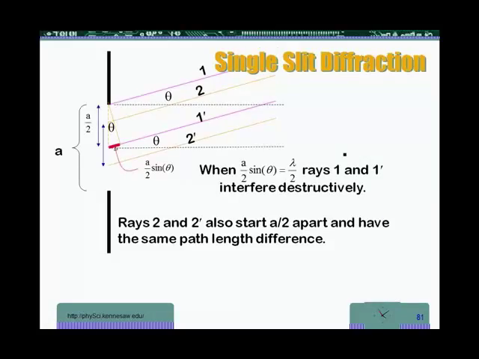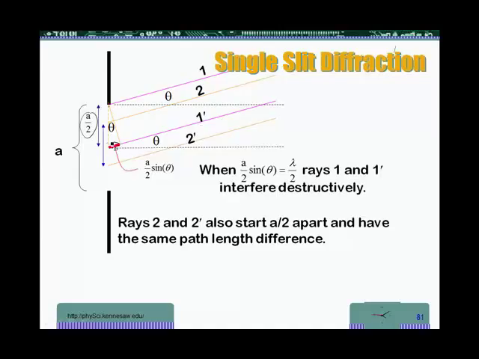Now, let's try to explain that a little bit. If I have a light beam coming in from the top of the slit, once it gets to the screen way out there, far away from the slit, let's consider other light beams, like this one here, that's coming from half of the slit width away.